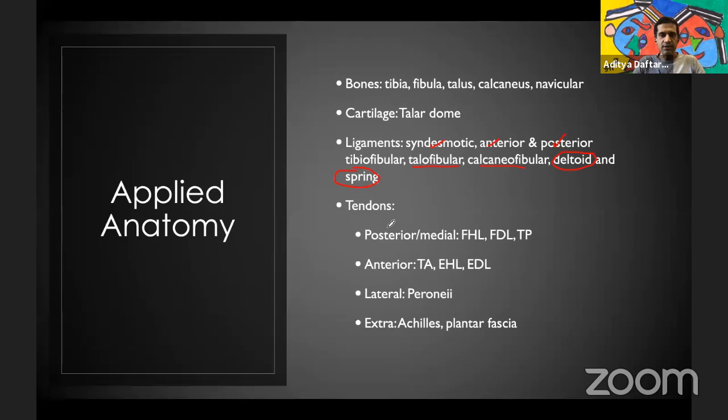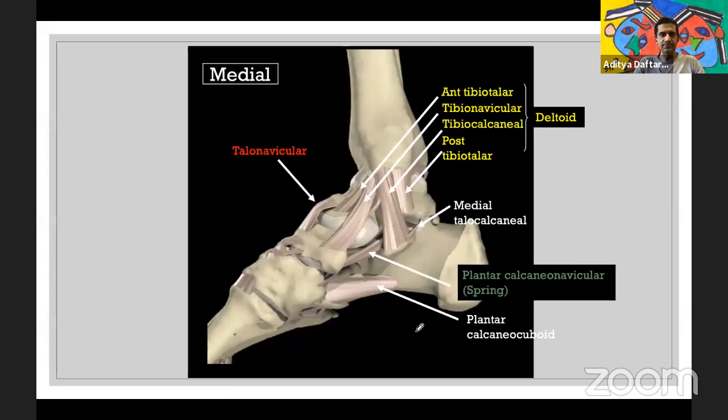In terms of the tendons, posteriorly and medially, we have the FHL, the flexor hallucis longus, the flexor digitorum longus, and the tibialis posterior. Anteriorly, we have the tibialis anterior, the extensor hallucis longus, and the extensor digitorum longus. Laterally, we have the peronei, which are important. And other than that, we have the Achilles tendon and the plantar fascia.